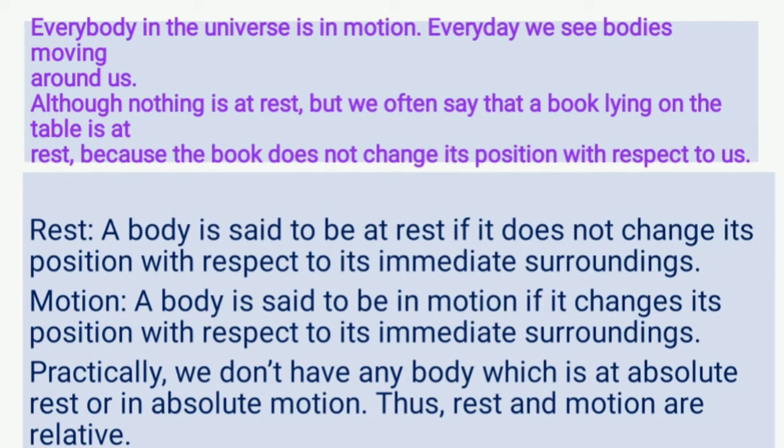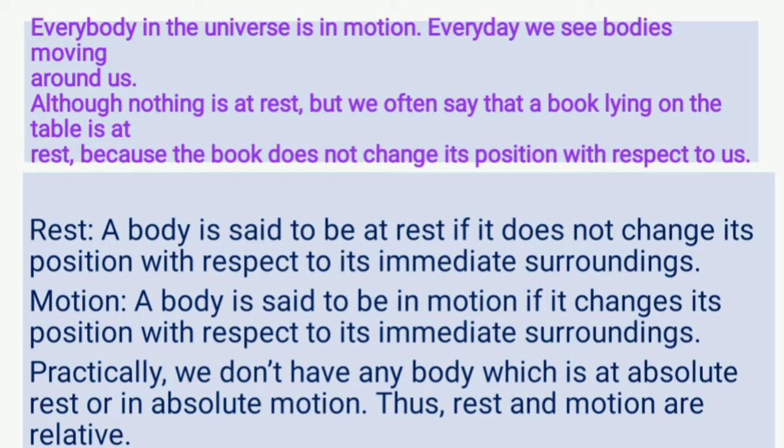Every body in this universe is in the state of constant motion, and every day we see different bodies undergoing different types of motion. Although nothing is at rest, we often say that a book lying on the table is at rest. This is because the book does not change its position with respect to us. Therefore, a body is said to be at rest if it does not change its position with respect to its immediate surroundings. Similarly, a body is said to be in motion if it changes its position with respect to its immediate surroundings. Practically, we don't have any body which is at absolute rest or in absolute motion.